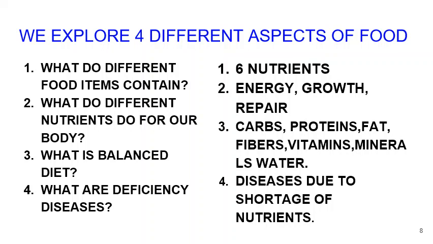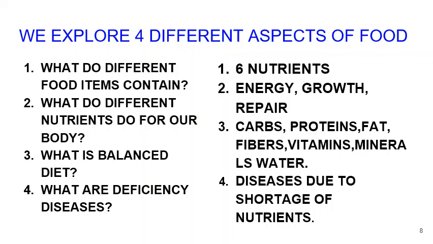For example, for the first one, the simplest way to say would be that there will be 6 nutrients in any type of food you take. Whether you take breakfast, lunch, snack, supper or dinner, all of them will contain 6 nutrients in different proportions. What do different nutrients do for us? Different nutrients will give energy, materials for growth, and materials for repair. We will study that a little later on.